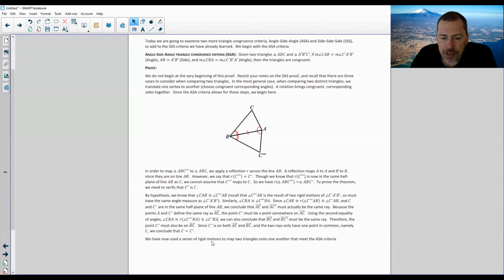We've now used a series of rigid motions to map two triangles onto one another that meet the angle side angle criteria. So we have an angle, included side, and an angle. Notice how the side goes to the two angles that are congruent.